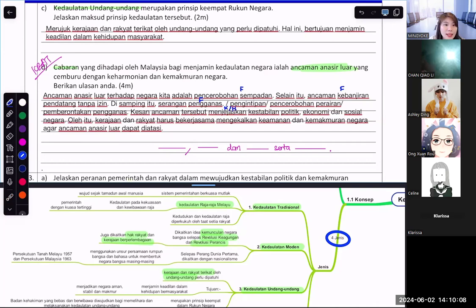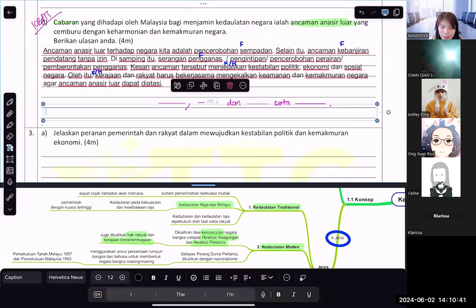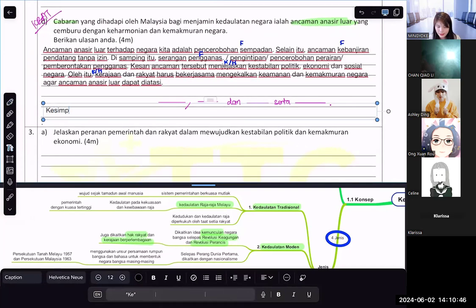Huraian: kesan ancaman tersebut menjejaskan kestabilan politik, ekonomi, sosial negara. Then, I give another kesan huraian. Oleh itu, kerajaan dan rakyat harus bekerjasama mengekalkan keamanan dan kemakmuran negara agar ancaman anasir luar dapat diatasi. And therefore, if it's essay, you need to end with a kesimpulan. And the kesimpulan always refers to your soalan and comes back to summarize, like ringkasan, like kesimpulannya.